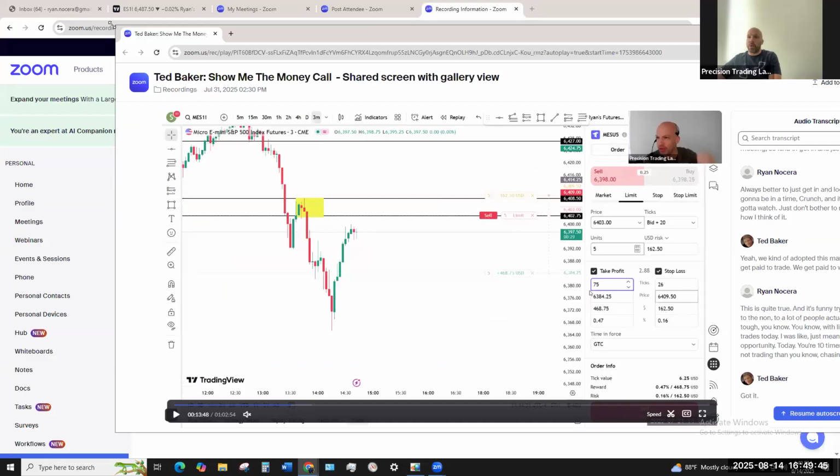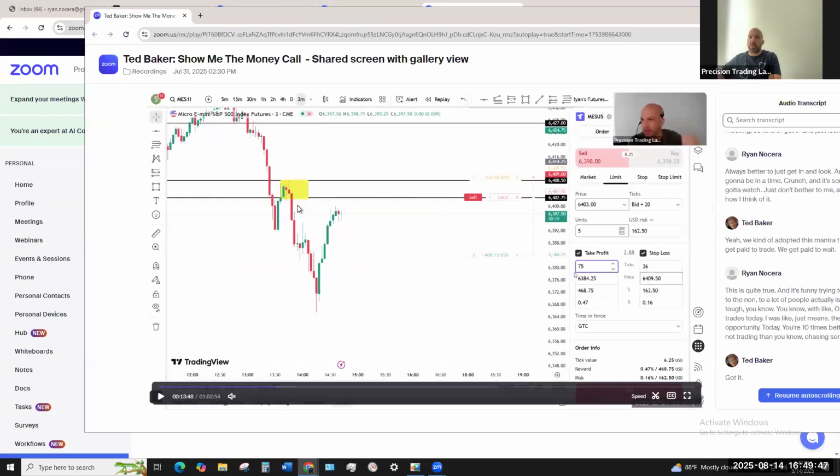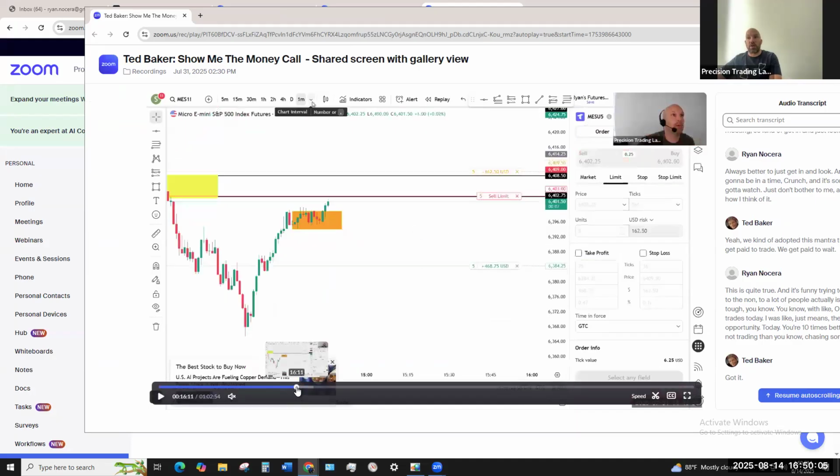But we have this 3-minute MES supply area right here. We're going to get in. I'm going to short 5 contracts, okay, with a stop at 162.5 and a take profit at 468.75. All right, now that's the before-the-fact analysis with the trade set and ready to go. Now I'm going to fast forward to where the trade triggers and makes entry during our conversation.